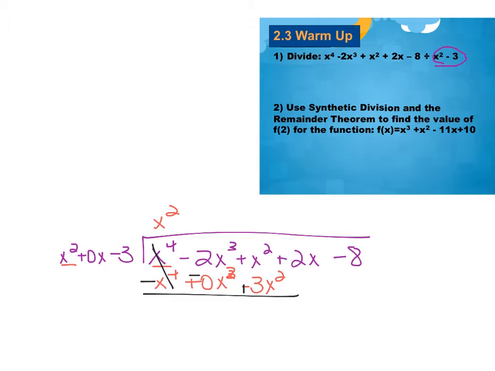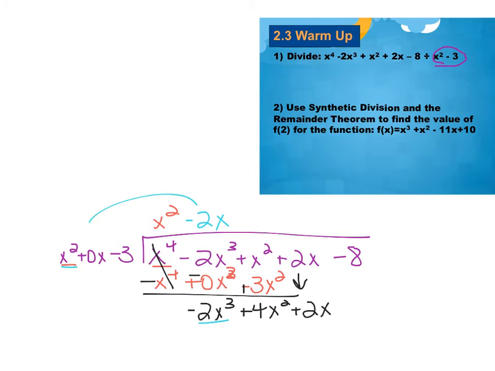These cancel. Negative 2 minus 0 doesn't matter, it's still negative 2x to the third. And then 1x squared plus 3x squared is 4x squared. And then I bring down the next one, which is positive 2x. And then repeat that process again. So what would I have to multiply x squared by to get to negative 2x to the third? Say again? Minus 2x, good.